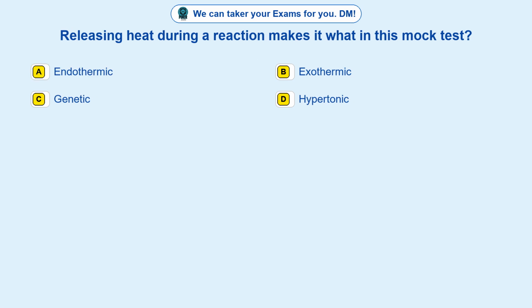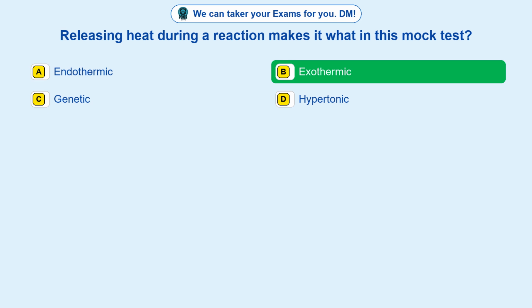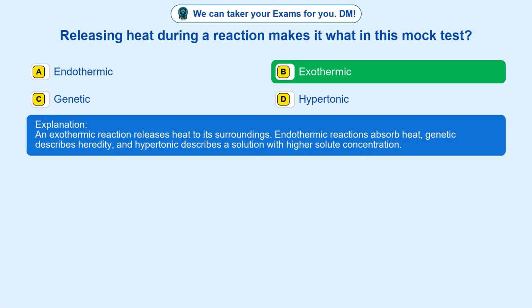Question 46. Releasing heat during a reaction makes it what in this mock test? Option A, endothermic. Option B, exothermic. Option C, genetic. Option D, hypertonic. The correct answer is option B, exothermic. An exothermic reaction releases heat to its surroundings.